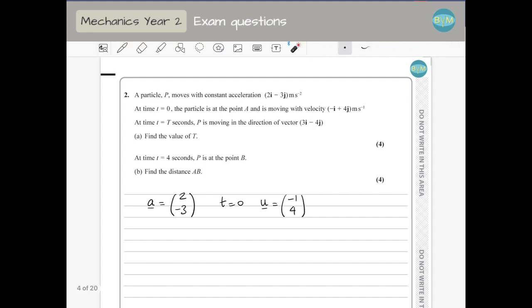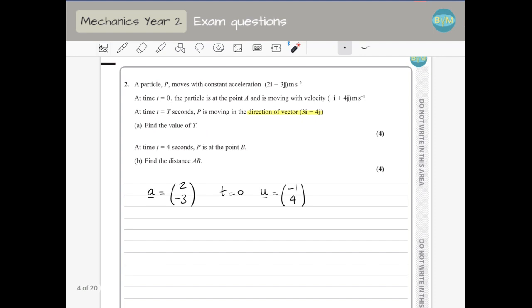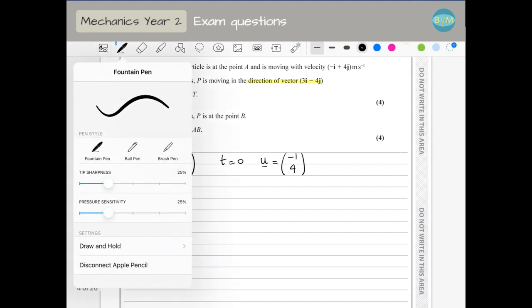4. And at time t seconds, P is moving in the direction of this vector here, which means the velocity is parallel to this vector. Find the value of t. So if the velocity is parallel to this vector, what we are going to write is the vector velocity.